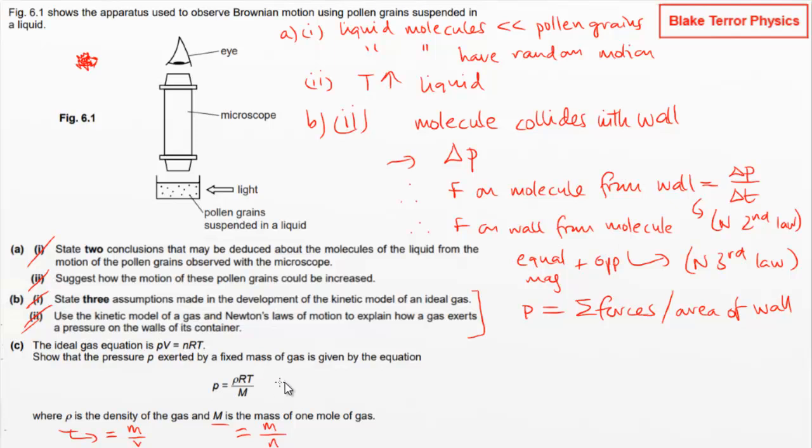So P is equal to nRT over V. Well, n we're saying is little m over big M, times R times T, and then 1 over V is rho over little m. And then the little m's are going to cancel, and we're going to get rho RT over big M.